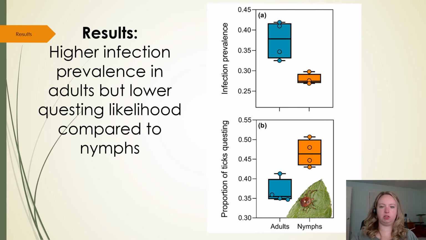The top of this figure shows the infection prevalence between the nymphs and adults. The bottom of the figure shows the proportion of ticks questing of adult and nymph ticks. Each point represents the average of each site population. At a population level, we did not find any differences between the locations with infection prevalence, nor did we find among population differences in questing behavior. Although we did find that adult ticks are more likely to be infected with Rickettsia amblyommatis than the nymph ticks, and we found that nymphs are more likely to engage in questing during our assays than the adult ticks.